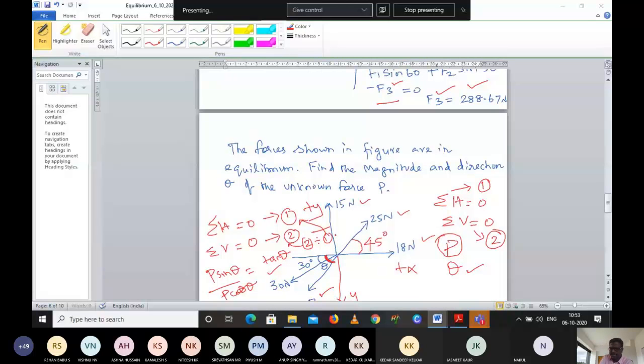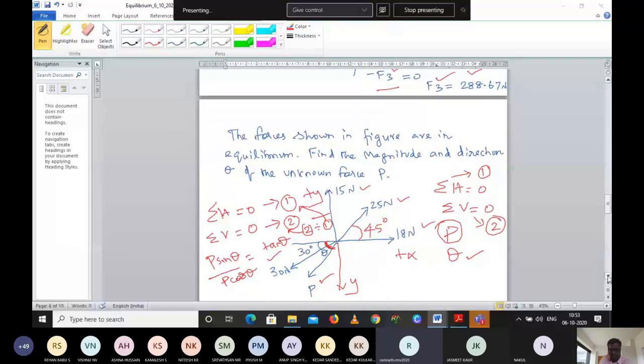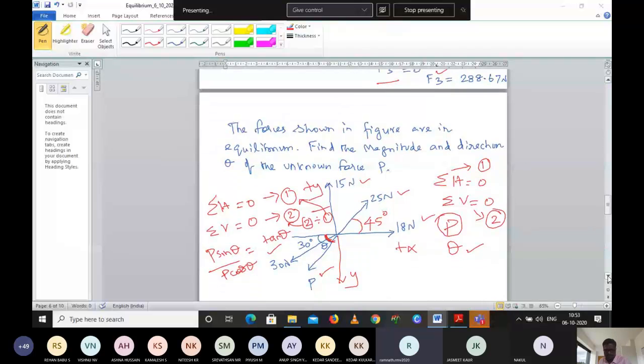Any other doubt? Sir, is the 45 degree given? Yes, it's given. Sir, that means theta is 15 degrees? I don't know, I didn't mention that. Very good question. I did not mention that this 25 Newton and P are in the opposite direction. Listen here, the 25 Newton and P are not collinear. Please take a note of it.